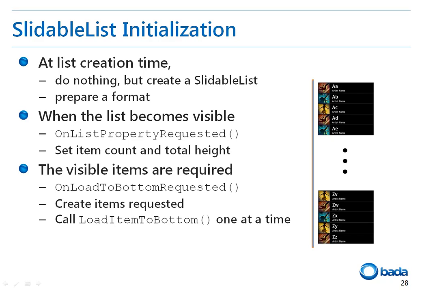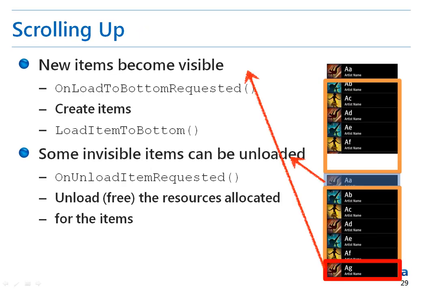This function creates the cells specified by the arguments and adds items by calling the loadItemToBottom function for each one of the items. If this list is scrolled up while it's being displayed, some new cells must be displayed on the screen, while some existing cells must be hidden from the screen. For the new cells to be displayed on the screen, the onLoadToBottomRequested function is called, and the loadItemToBottom function is called to create the necessary cells and add the items.